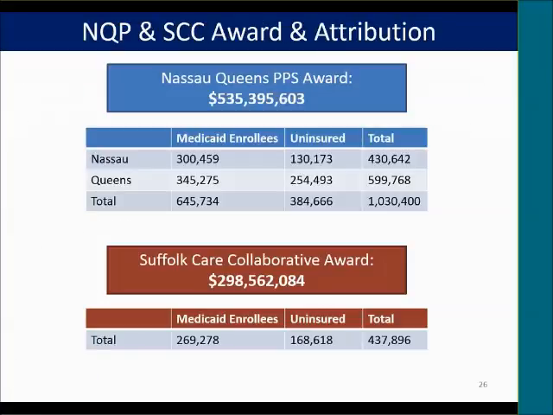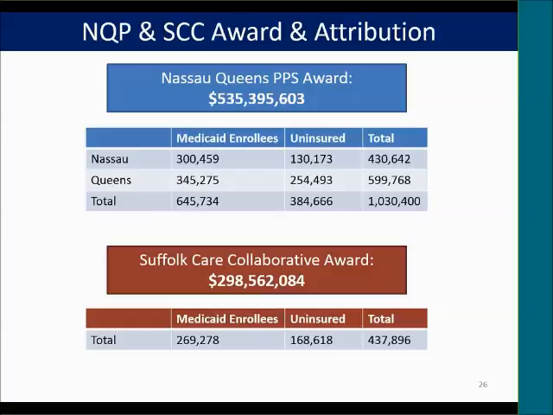Just a quick snapshot of the lives and the money coming, or available rather, in the two PPSs. So on the top we have Nassau Queens PPS. We have potentially about $535 million coming over the next 5 years. Some of it is going to be guaranteed, as long as we're reporting our progress, we're going to get it. And a lot of it is actually at risk if we do not meet our milestones and our goals and our objectives.